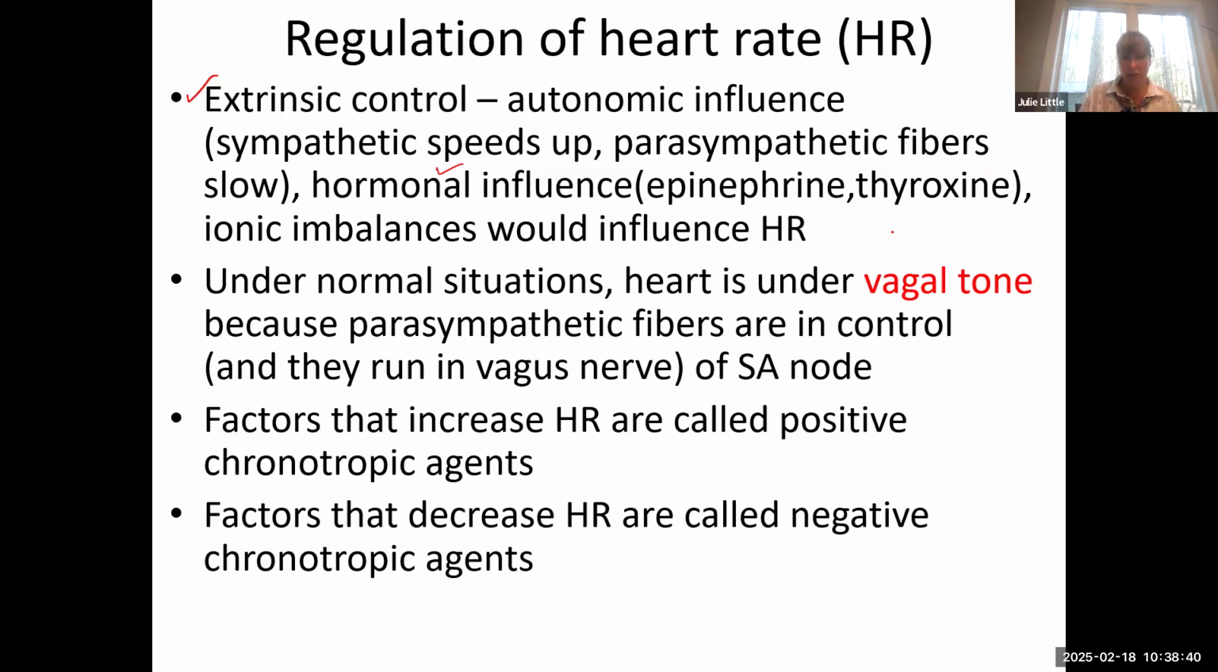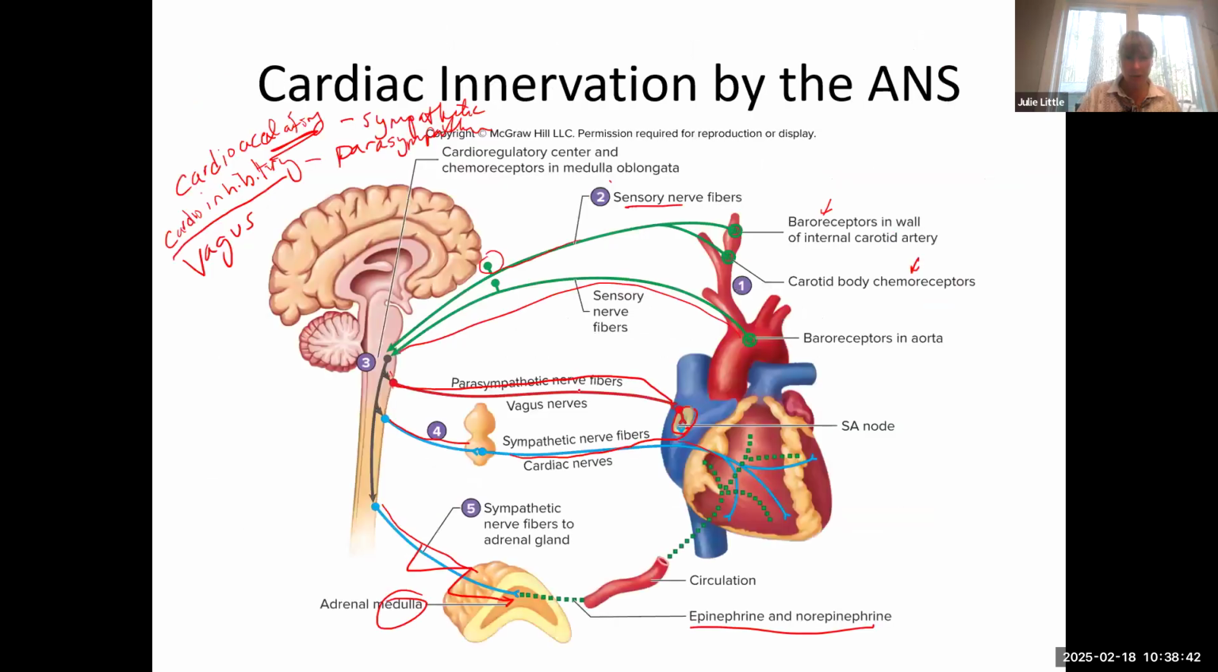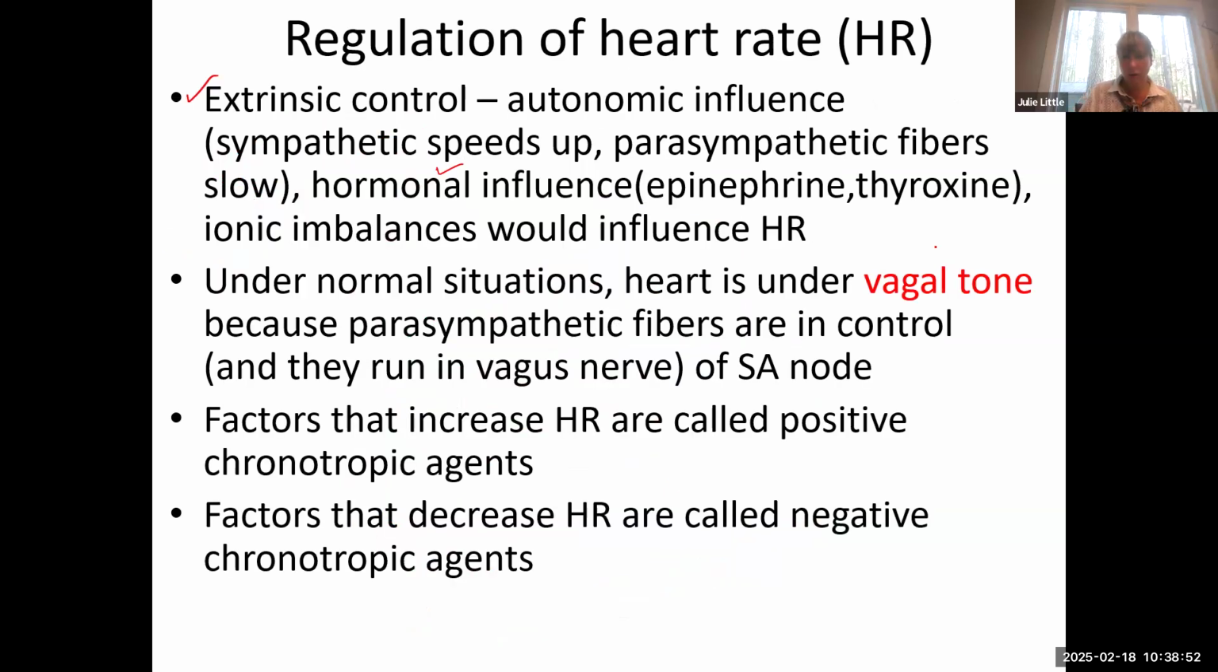Under normal situations, because these parasympathetic fibers run along the vagus nerve, if the parasympathetic nervous system is in control of this SA node, we say you have a vagal tone. So normally the heart is under vagal tone, but under fight or flight situations, then the sympathetic nervous system takes over and your heart rate increases.